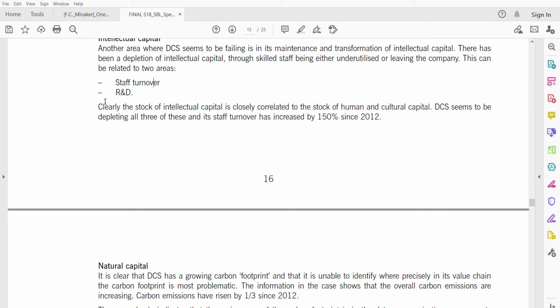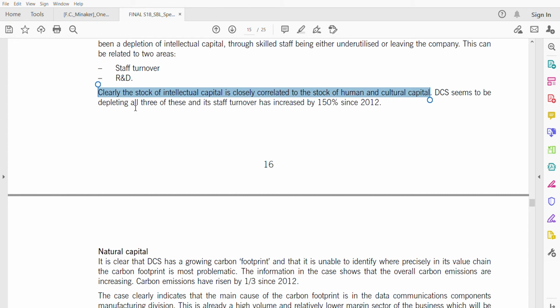Clearly, the stock of intellectual capital is closely correlated to the stock of human and cultural capital, of course. For intellectual capital, you need human and you also need the cultural capital. That's your social capital, right? So DCS seems to be depleting all three of these, and its staff turnover has increased by 150% since 2012.